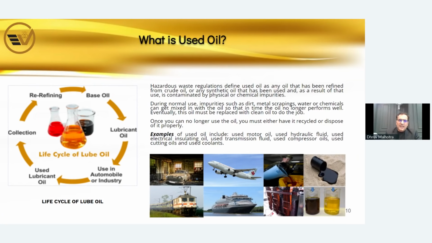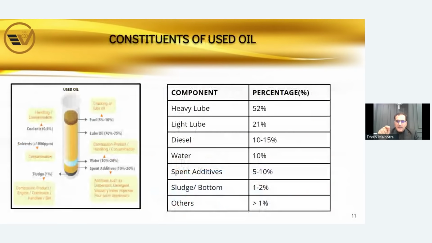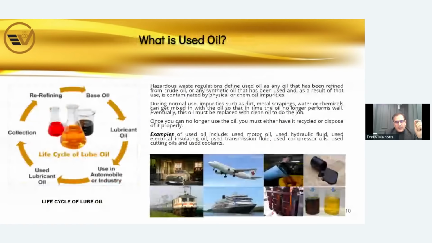So this is the cycle, how base oil is prepared. Just go back to the last slide, please. How base oil is prepared. From base oil, how lubricant oil can be prepared. It is used in the process. Used oil is then collected back, sent back to the refinery, and it is further again distilled back to convert it back into base oil.